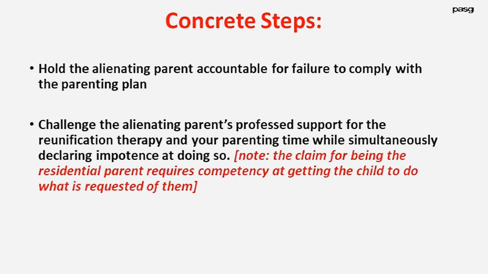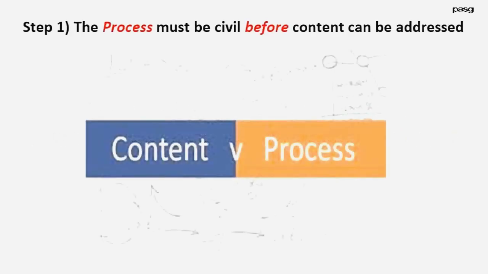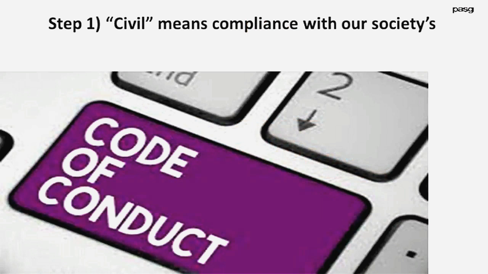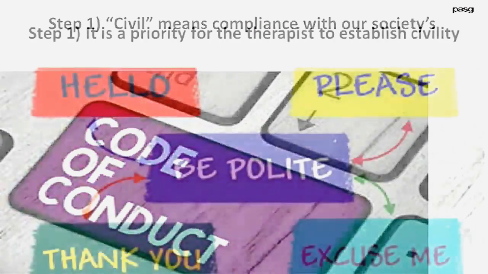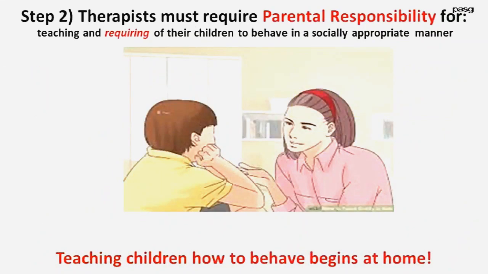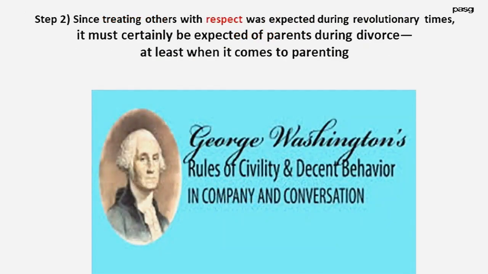So civility means code of conduct. Hello, please, child, know your place. Therapists have a responsibility to require parental responsibility. They must require the alienating parent to send their child into a session to behave civilly. Teaching children how to behave begins at home. And we all do that in war. George Washington knew it during war. Why can't we know it during divorce?